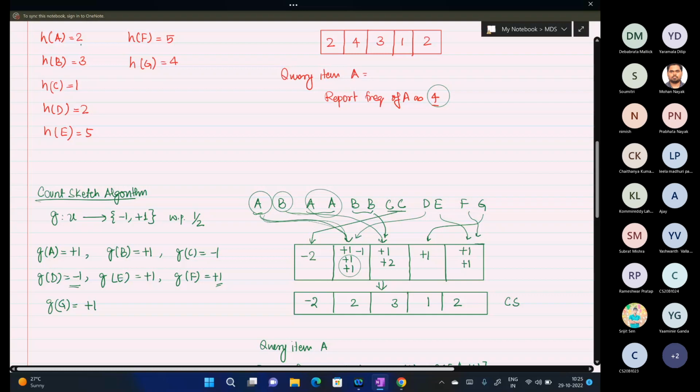Now suppose we want to see the contribution of C. C is mapped to the first bin, so the contribution will be added to this bin, but G of C is -1, right? So we'll add the frequency of C times G of C. So the result will be -1 and -1, so the overall contribution is -2, right?